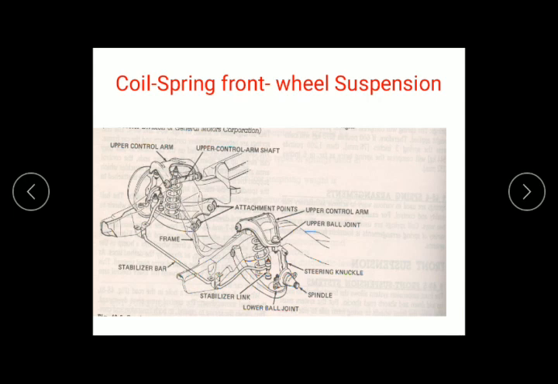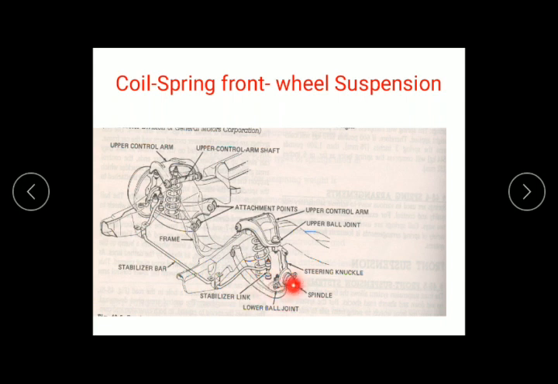Then for the front wheel suspension, there is a coil spring type of wheel suspension in which there is a coil which is attached to the steering knuckle. Here the wheel is mounted on the spindle. This is the upper control arm and this is the spring which absorbs the shocks. The movement is stabilized by the stabilizer bar which is attached to the stabilizer link.